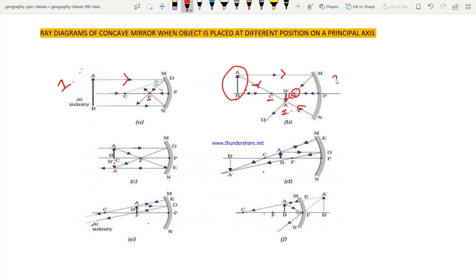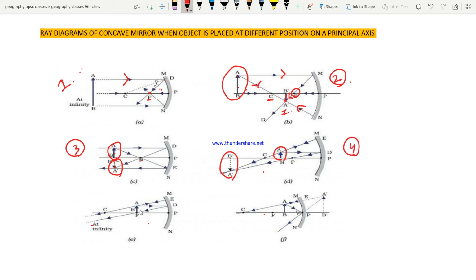This is diagram 2. This is diagram 3. Now I move the object very close to the center of curvature, that means I place it at the center of curvature. Where is the image found? Again at the center of curvature. So this is diagram 3. And if I move this object between F and C, where am I getting the image? Beyond the center of curvature. This is diagram 4.